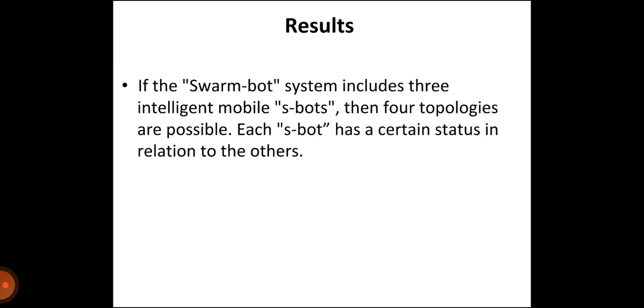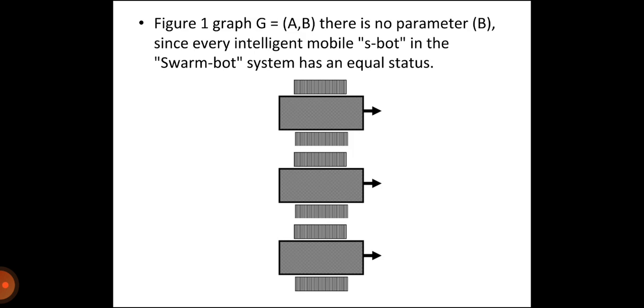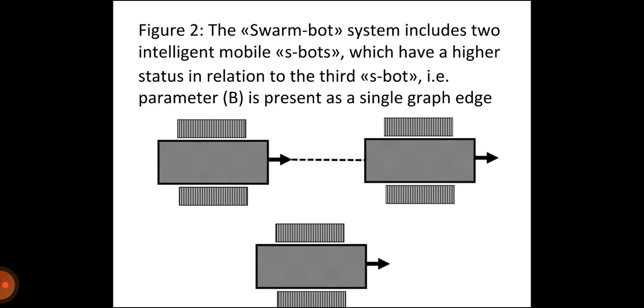We're taking 3 intelligent mobile Sbots in a Swarmbot system. 4 topologies are possible. Each of these is different with the relational status of the Sbots to the others. You have one Sbot system where all of the Sbots are equal, and as a result there's no parameter b. In another case, you might have one Sbot which is equal to another, while that other has a higher status than a third, giving a single-edge graph.